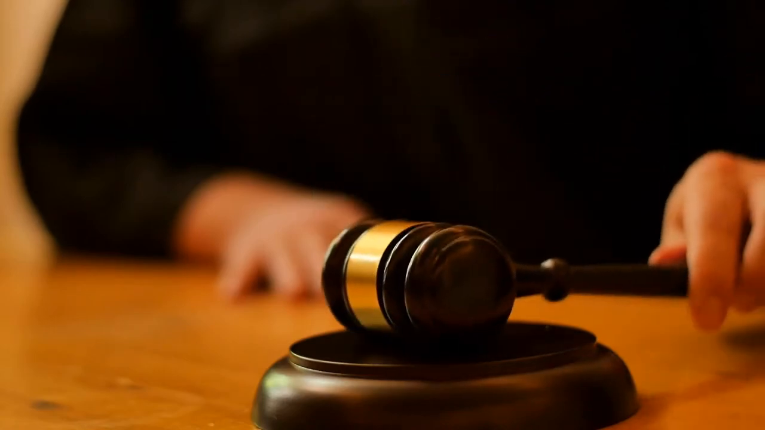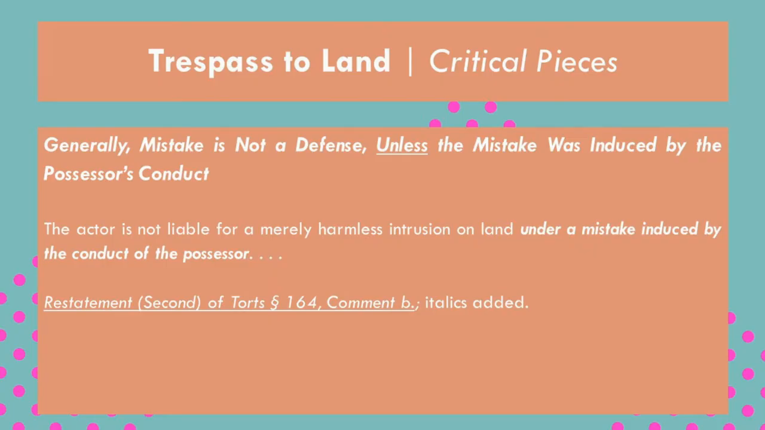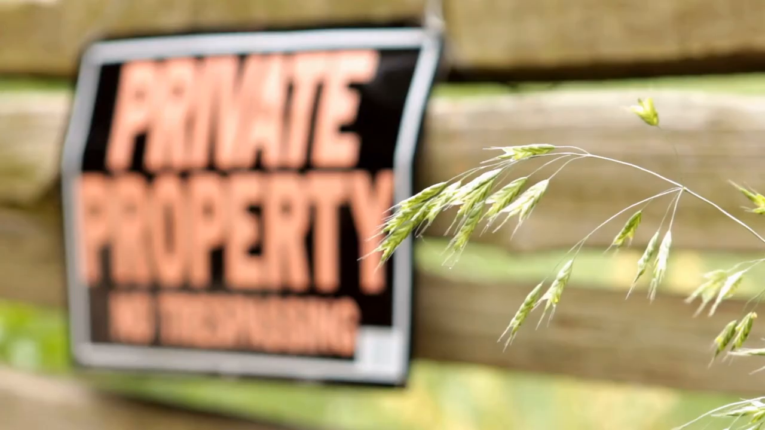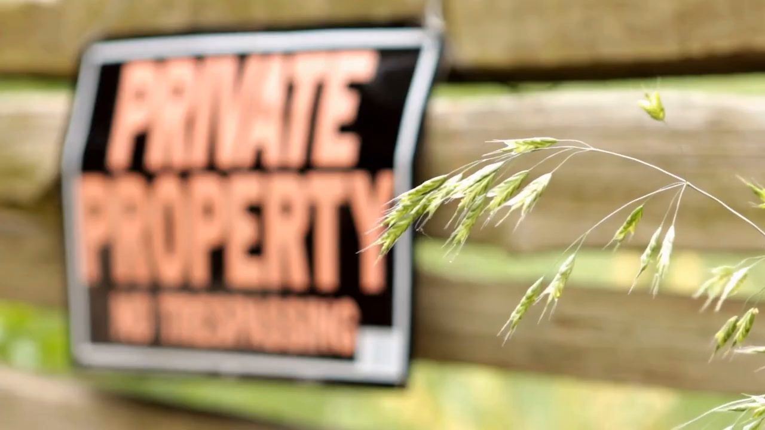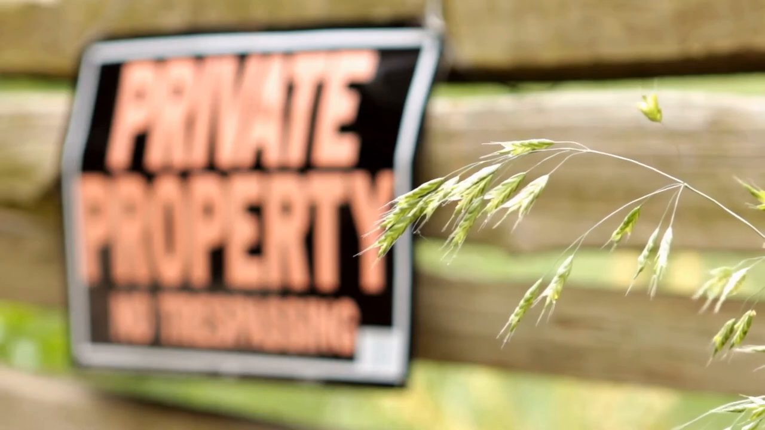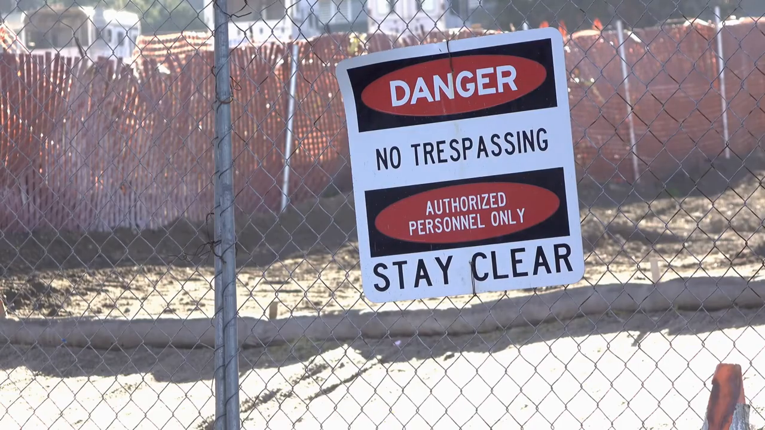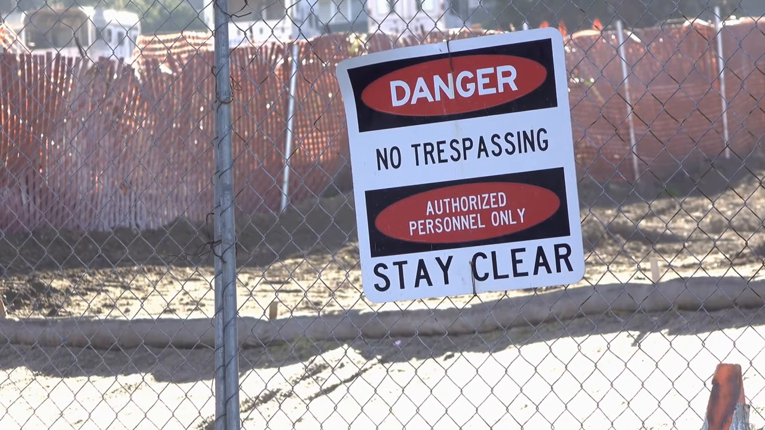Section 164, comment B, states in part that, quote, an actor is not liable for a merely harmless intrusion on land under a mistake induced by the conduct of the possessor. The restatement's illustrations clarify this comment. Mistakes by the actor leading to a trespass to land will permit liability to attach to him, unless the mistake occurred because the actor had a reasonable belief induced by the possessor's conduct.